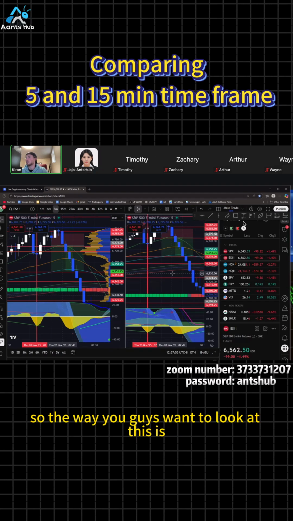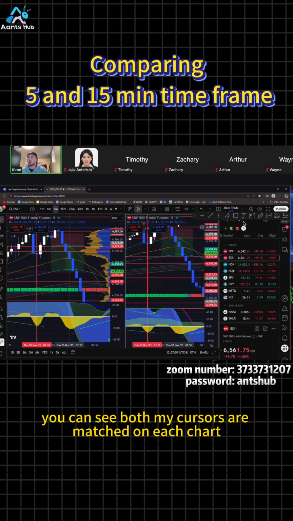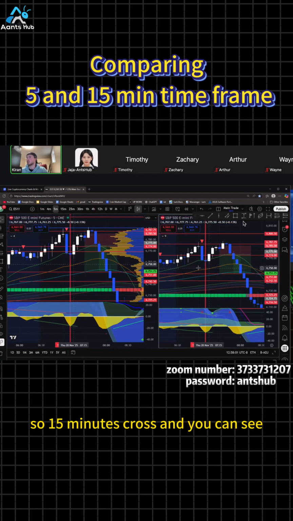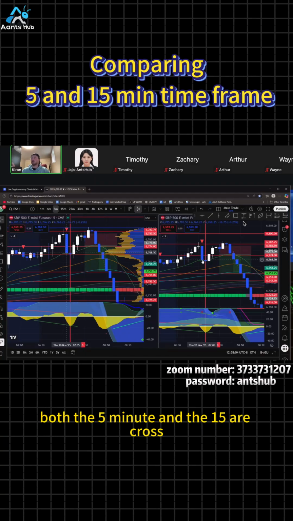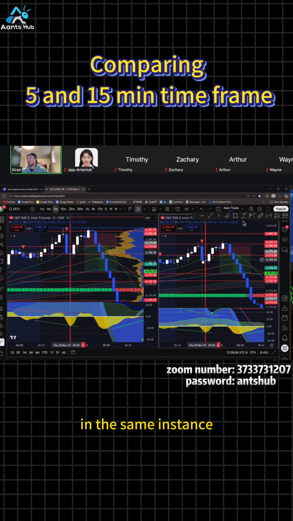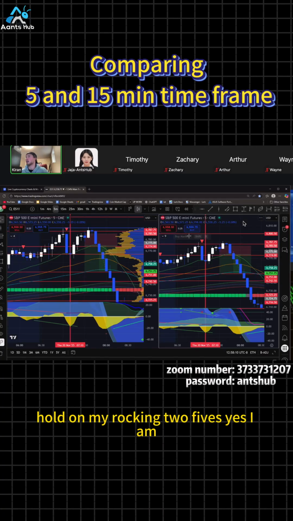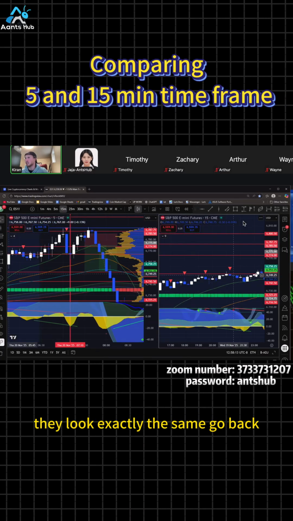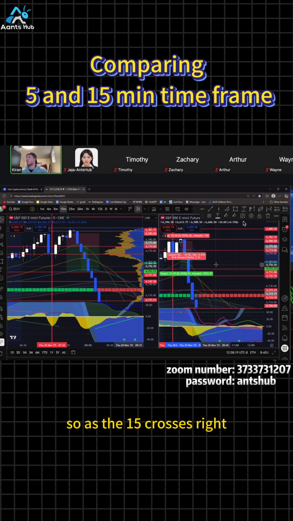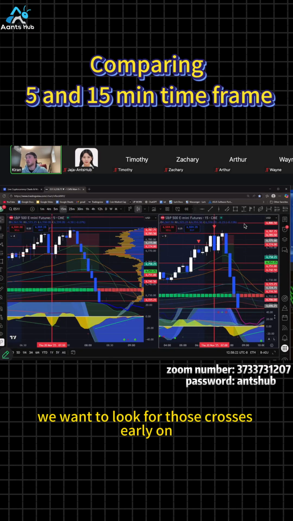The way you guys want to look at this is you can see both my cursors are matched on each chart, so you can actually see them cross from each other. So 15 minutes crossed, and you can see both the 5 minute and the 15 are crossed in the same instance. Hold on, am I rocking two 5s? Yes, I am. I was like, they look exactly the same. Let's go back. Okay, so as the 15 crosses, we want to look for those crosses early on.